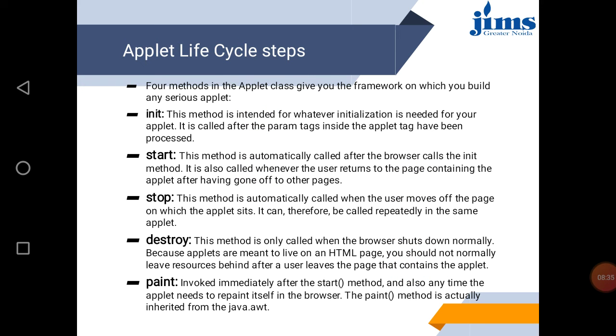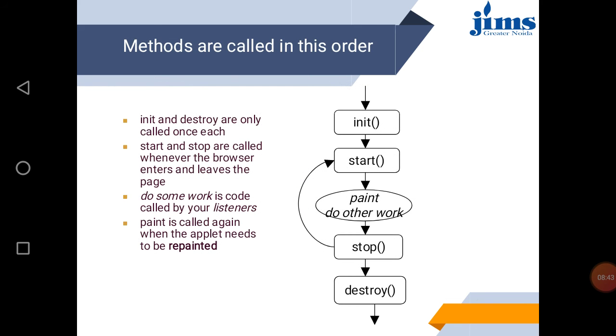So we have discussed what happens in init method, what is start, stop, destroy, and paint method. So we can re-execute or reinitiate from stop to start. But once it is destroyed, then again for further execution you will have to put a fresh request to get data from server.